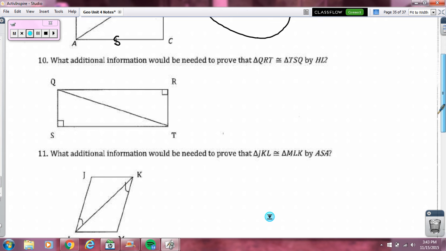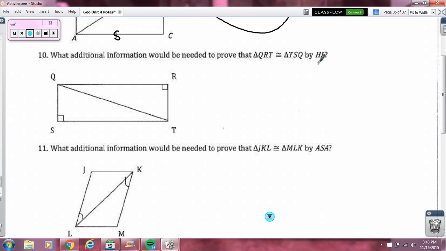And that applies on number 10 as well. We want to use hypotenuse leg to prove two triangles congruent. So I already know that they have this hypotenuse in common. I've already got that just from the drawing. I've already got the right angle just from the drawing. So they just need to have a leg in common. And here there are two different options. You only need to write down one.